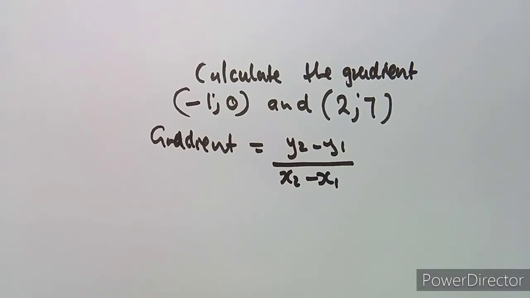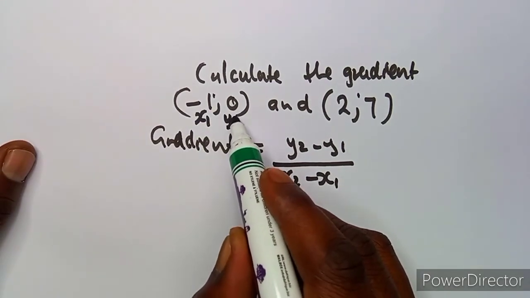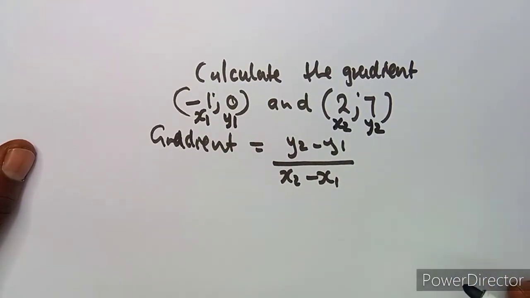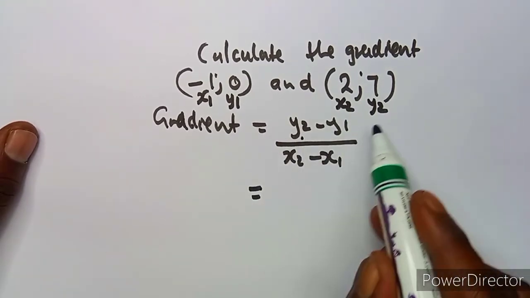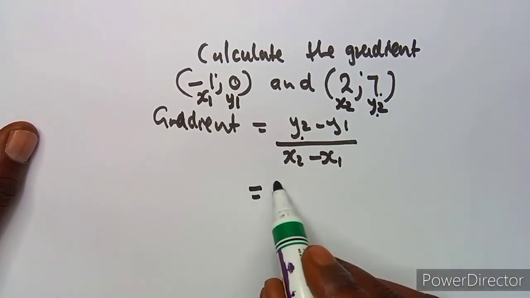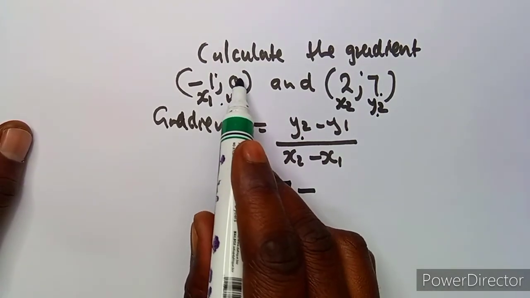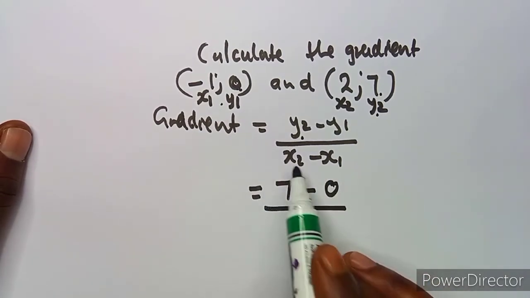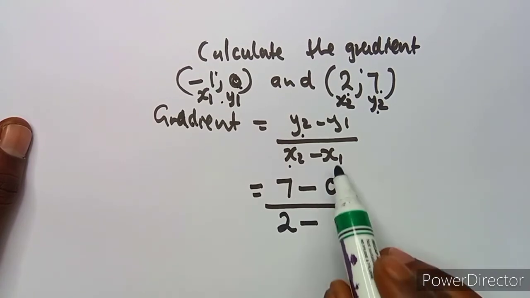I have to write my formula. So not to make any mistake, guys, make sure that you indicate this is your x1, this is your y1, this is your x2, this is your y2, like this. Now you can substitute: the value of y2 is 7, minus y1, which corresponds with the 0 there, so it's 7 minus 0 over x2, which is 2, minus x1.